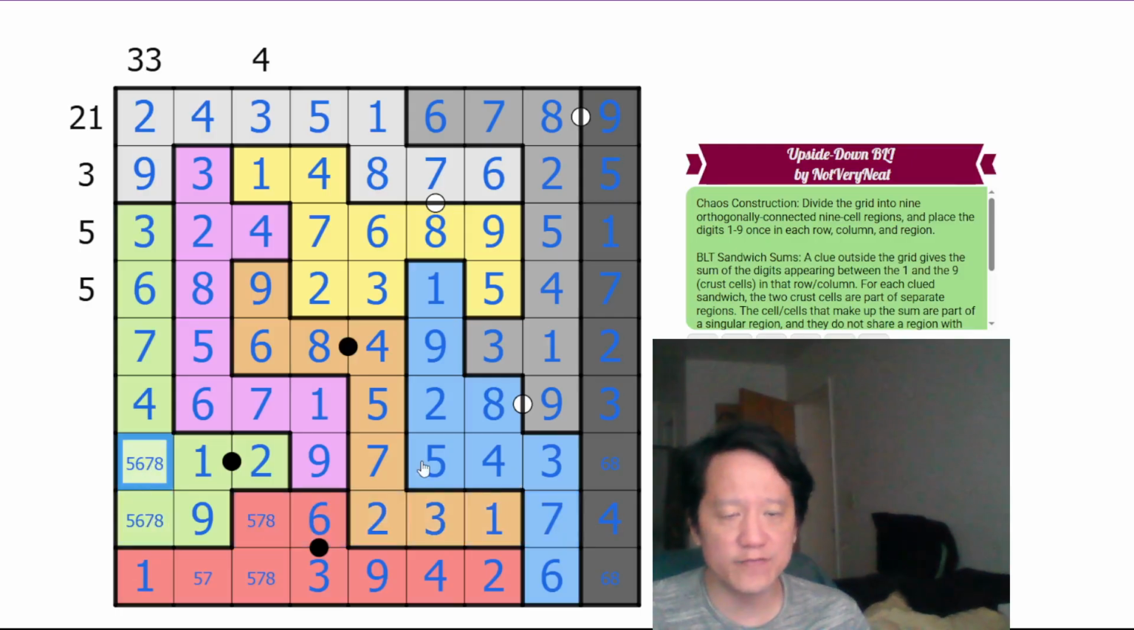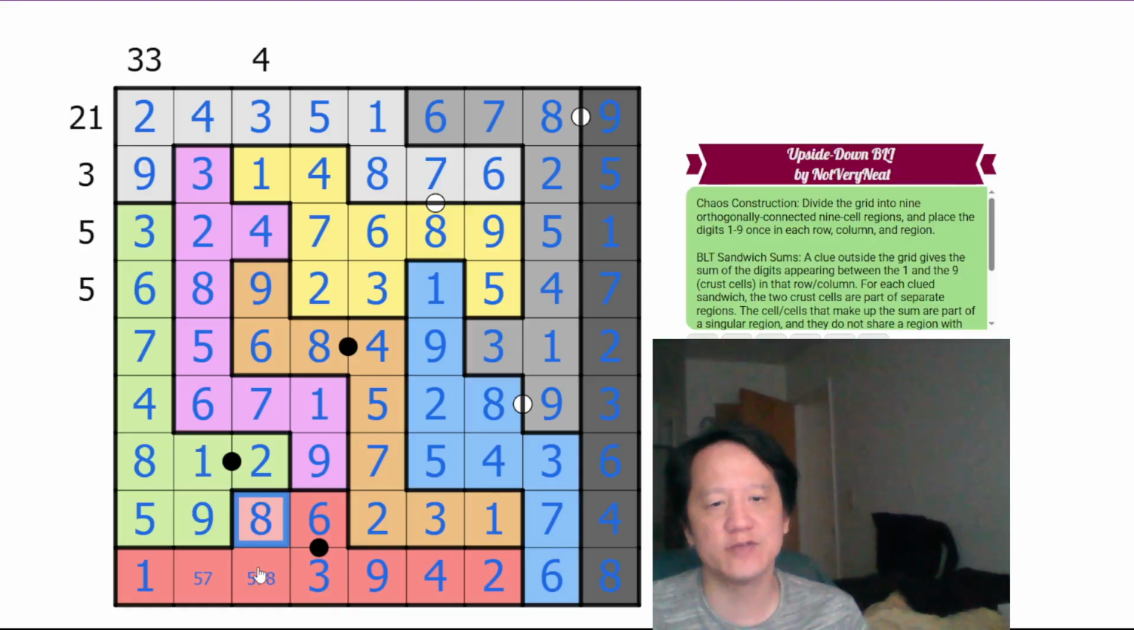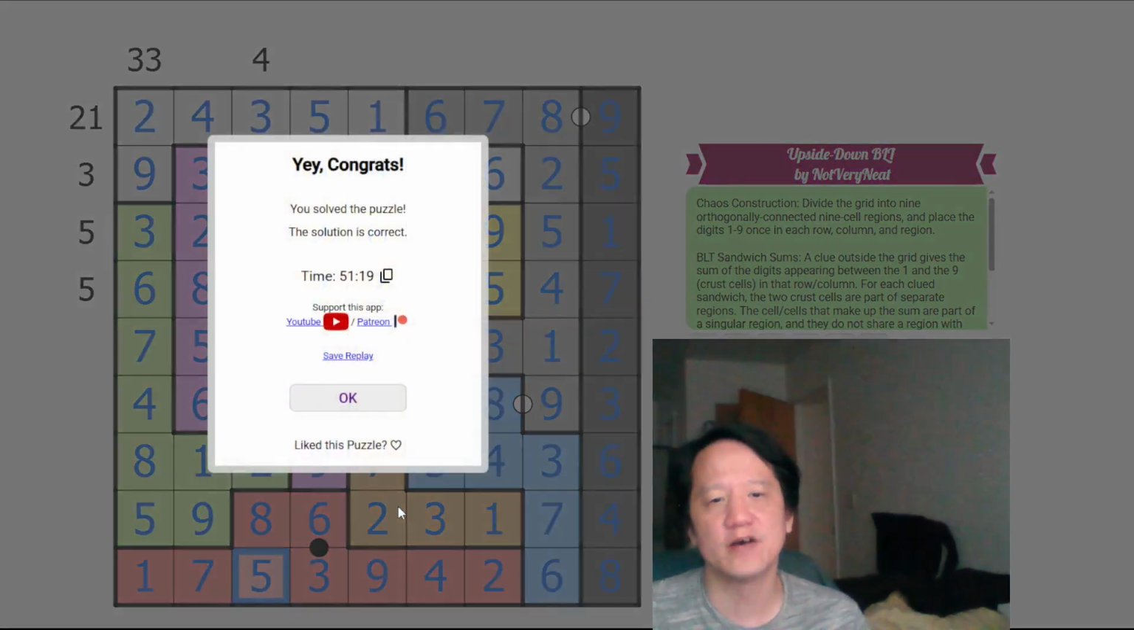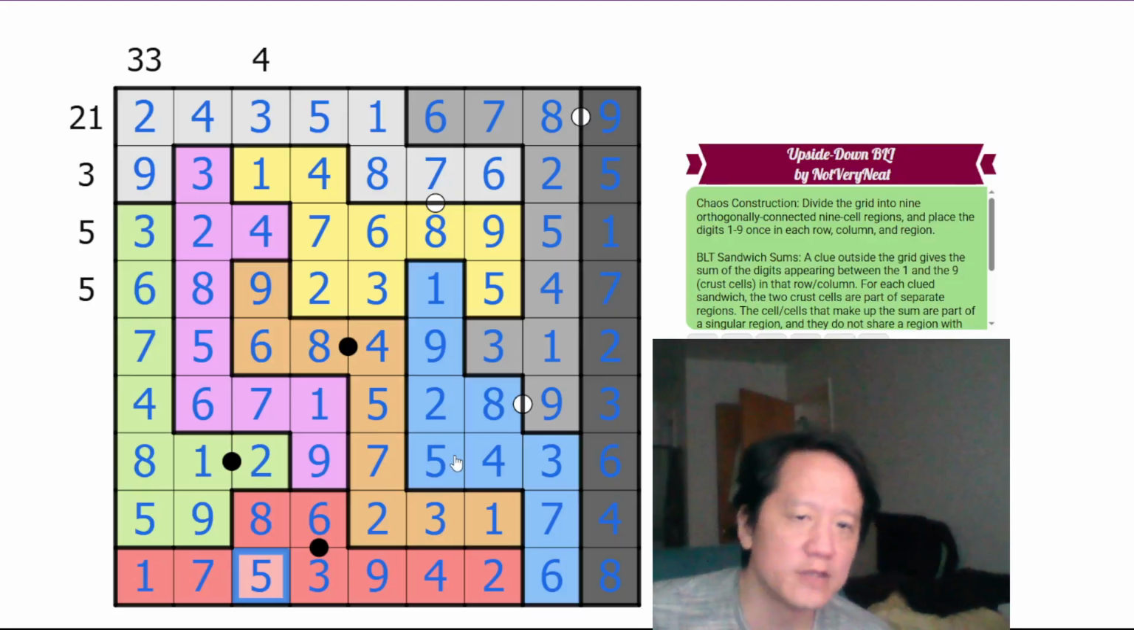This can't be 5, 6, or 7, so that's 8, which makes this 6, which makes that 8. This can't be 6, 7, or 8, it's 5. This can't be 5 or 7, it's 8. 5 eliminates 5 here, so it's 7, which makes this 5. And that's a solution.